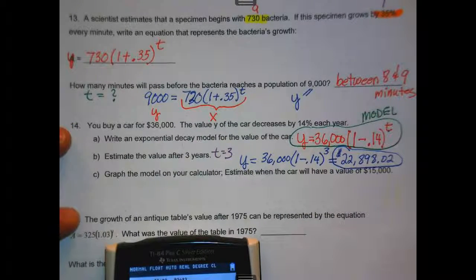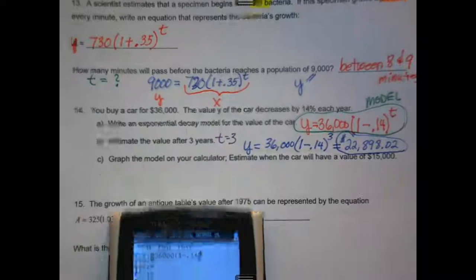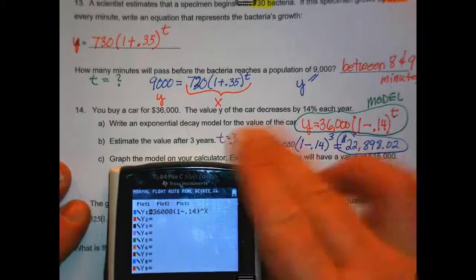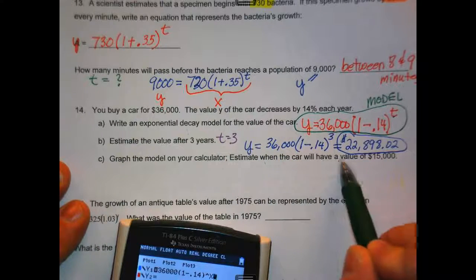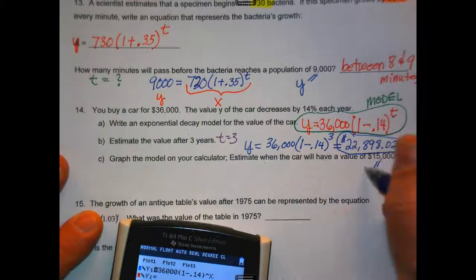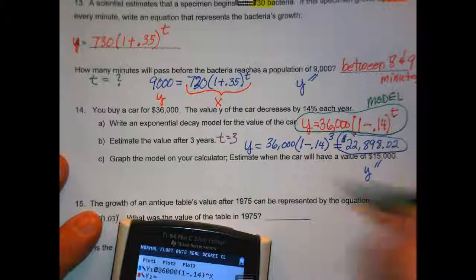Hey, look at that. I think I might already have this. No, I don't. That's too bad. 36,000 times 1 minus 0.14 raised to the x, because I don't have a t. And then it says estimate when the car will have, so this is my y. And I'm looking for my t, right?